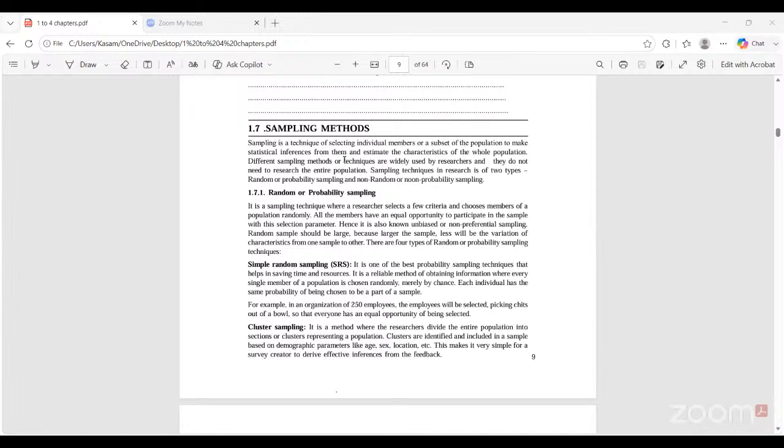Cluster sampling. Cluster sampling means the researcher divides the entire population into sections. The clusters represent the population. Clusters are identified, including a sample based on demography. What is the meaning of demography?